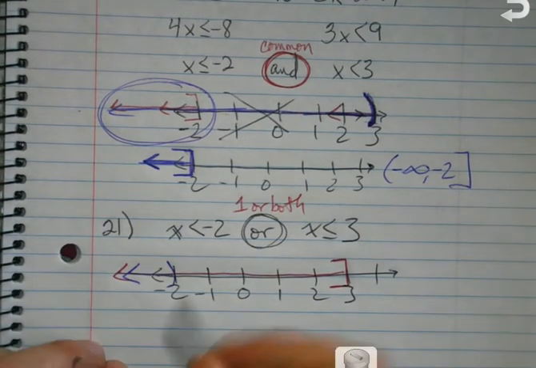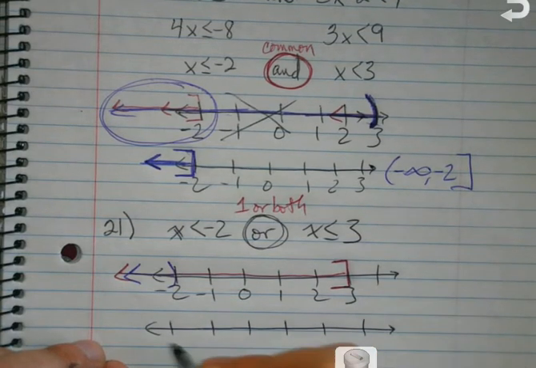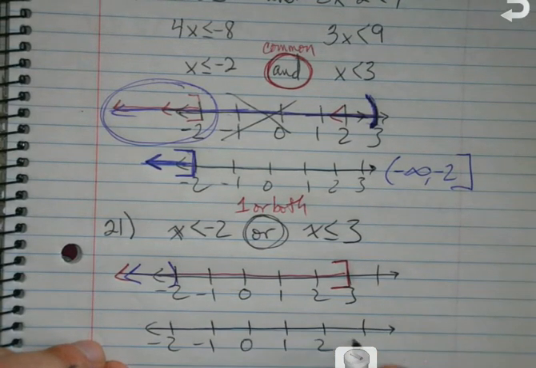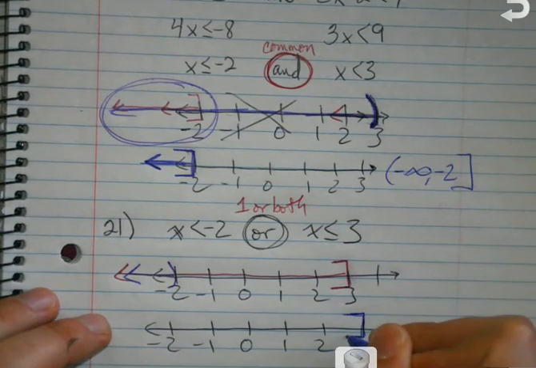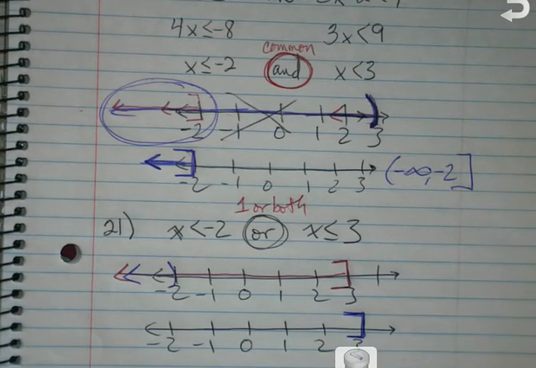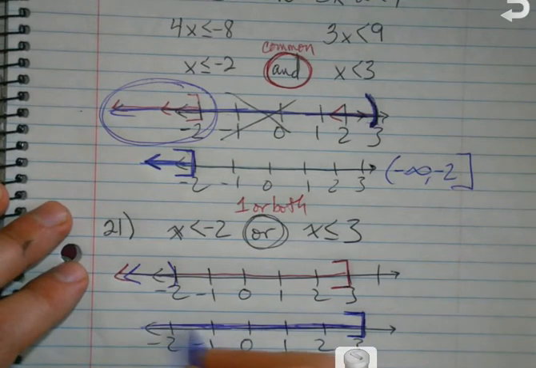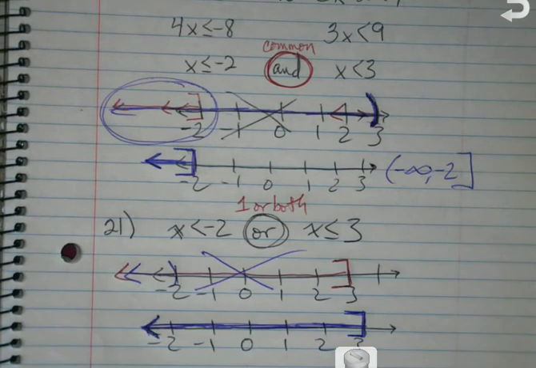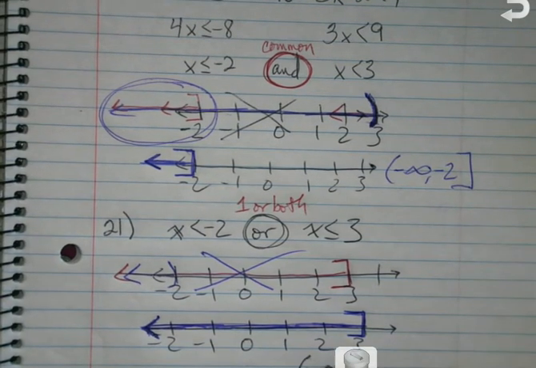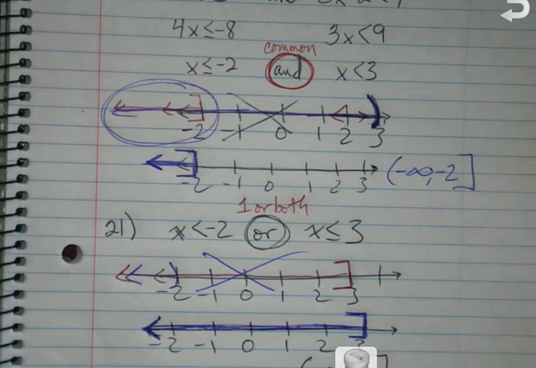So when I go to do my actual graph of this one, I want more. This is not restrictive. This is very inclusive. I want all the answer I can get me some. Okay? So I want all of it, and it would be from -infinity up to 3.